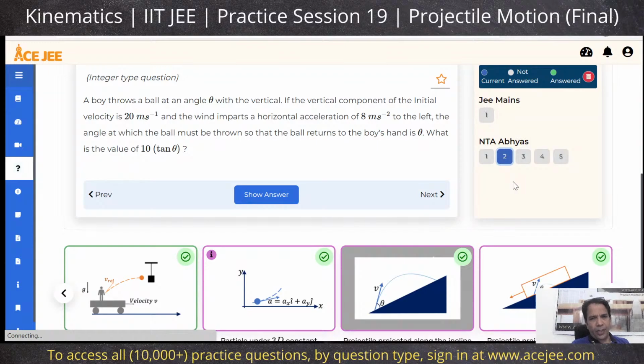Similar thing. Now, instead of the electric field, there is wind that imparts it a horizontal acceleration per second square to the left, right? And the projectile has been thrown at angle theta with the vertical. If the vertical component of the initial velocity is such that, with the wind imparting acceleration to the left, the ball returns to the boy's hand, what is the value of 10 times tan theta? This is an interesting question.